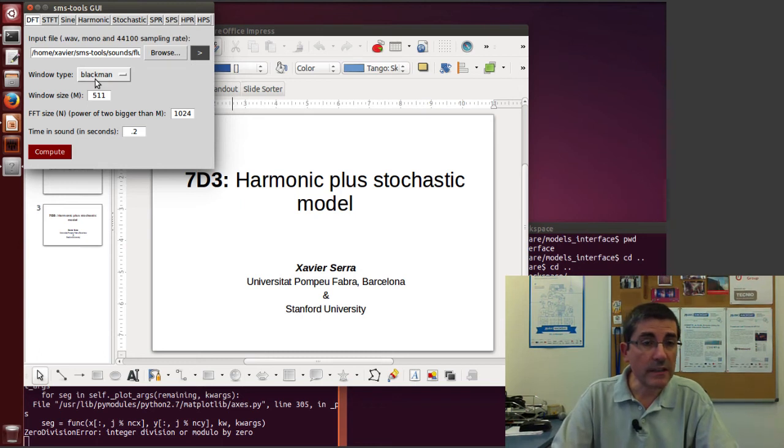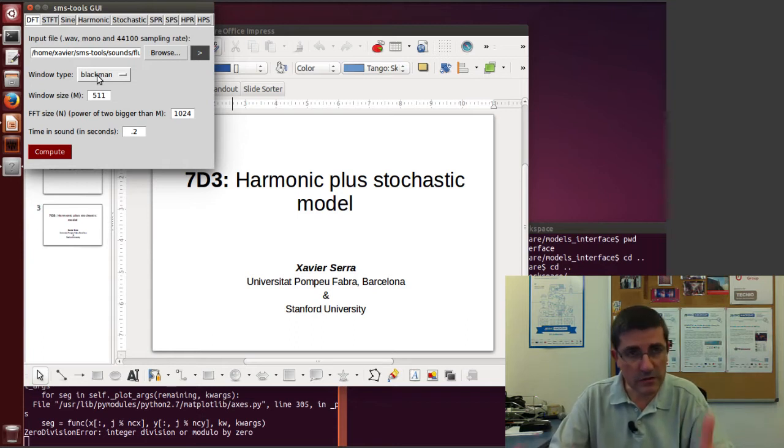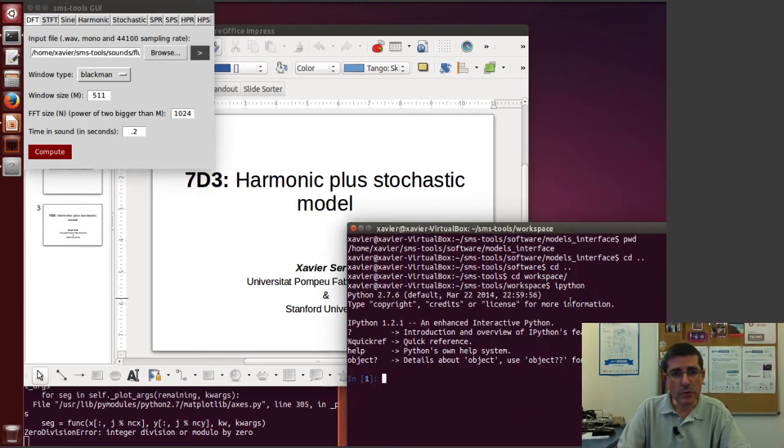In order to decide the window size, again, let's use the Blackman window. Since it's a stable sound, Blackman will be a good choice for getting low side lobes and a good signal to noise ratio. To compute the best window size, we do 6, which is the number of bins of the Blackman window, times the sampling rate, 44,100, divided by the fundamental frequency of this sound. This is an A4, so it's 440 hertz. So 601 would be a good window to use.